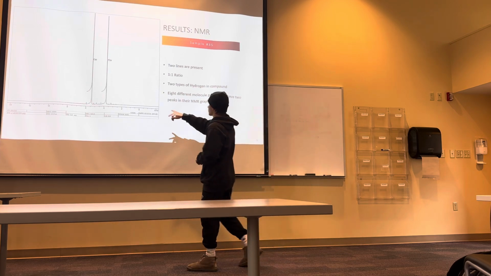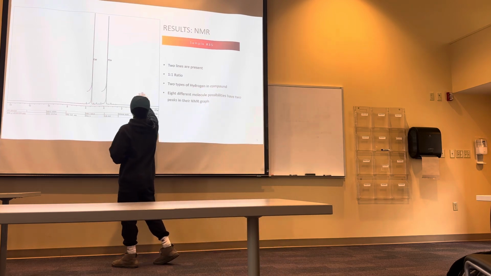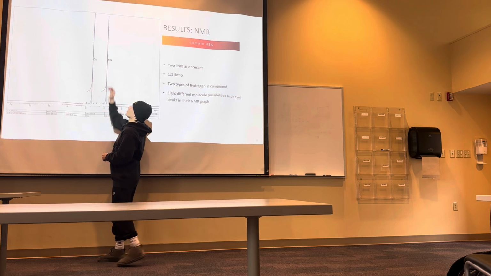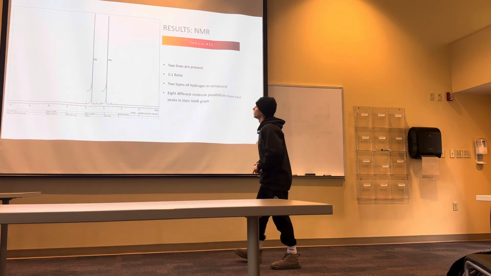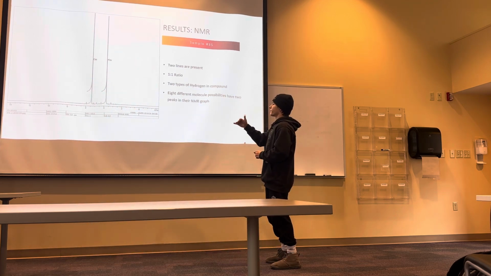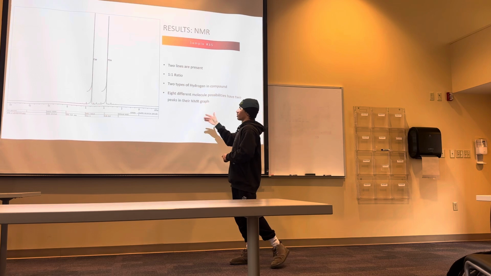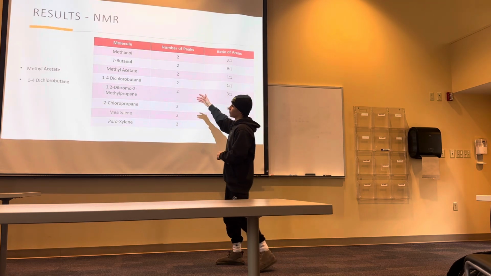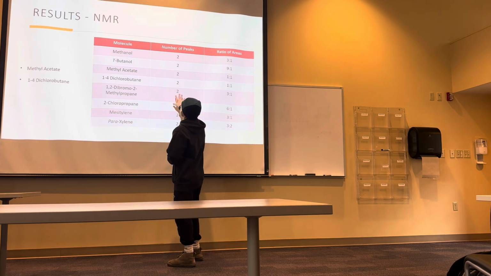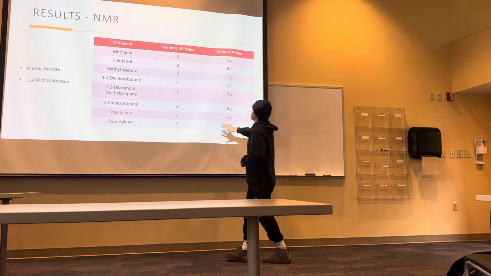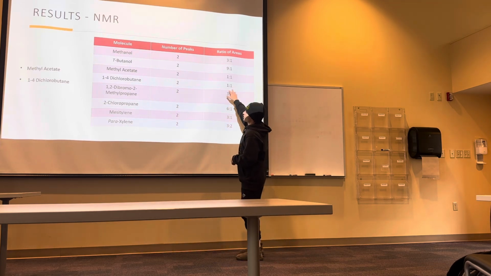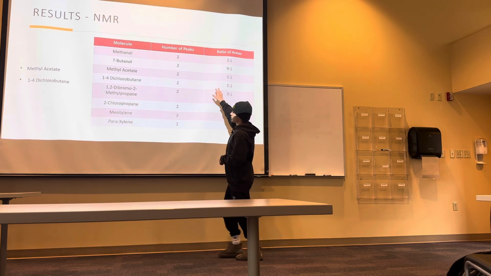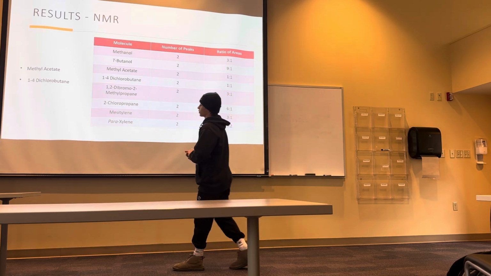So we have 2 lines present, which means there is a 1-to-1 ratio, 1 and 1. And then 8 different molecule possibilities have 2 peaks in their NMR graphs. So if we look at the next slide, we can see these are the chemicals that have the 2 peaks, and these are the ratios. As you can see, there's only 2 right here that have a 1-to-1 ratio, which is methyl acetate and 1,4-dichlorobutane.